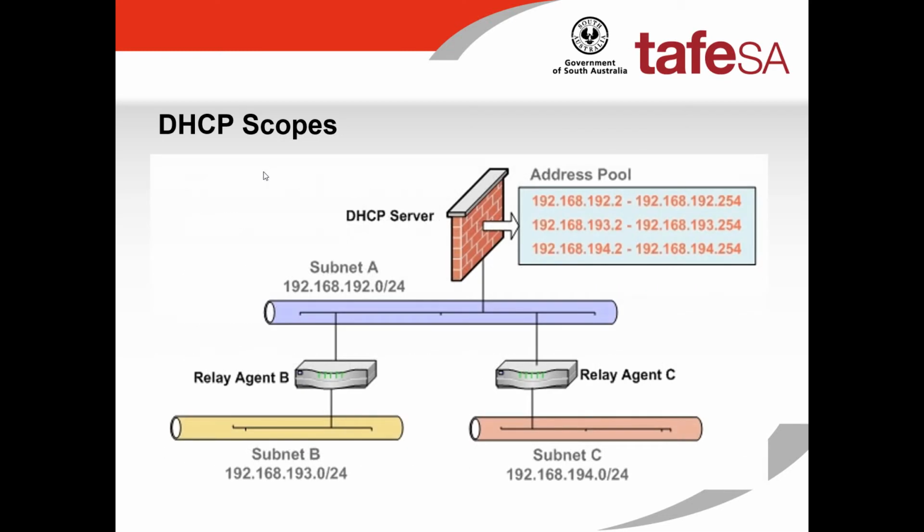Since broadcasts do not go across routers, how can we have a DHCP server responding to requests from several networks? To do this, routers are configured with an IP helper address which forwards the DHCP broadcast onto the DHCP servers. In this diagram, the router for subnet B is configured to pass on any DHCP broadcast to the DHCP server on subnet A.